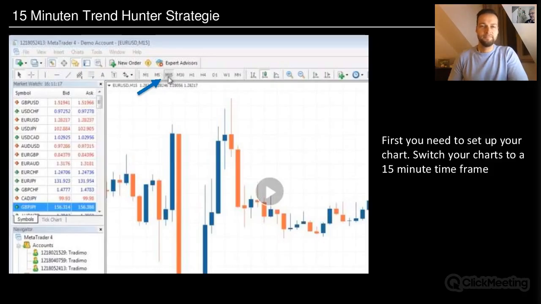Good, let's start with setting up the chart. First, switch your chart to a 50-minute time frame. What we are showing here is a screen from MT4, because most brokers and banks for private clients offer the MT4 or MT5 trading screen, and today we show the examples on our MT4 screen. Okay, switch your charts to a 50-minute time frame.